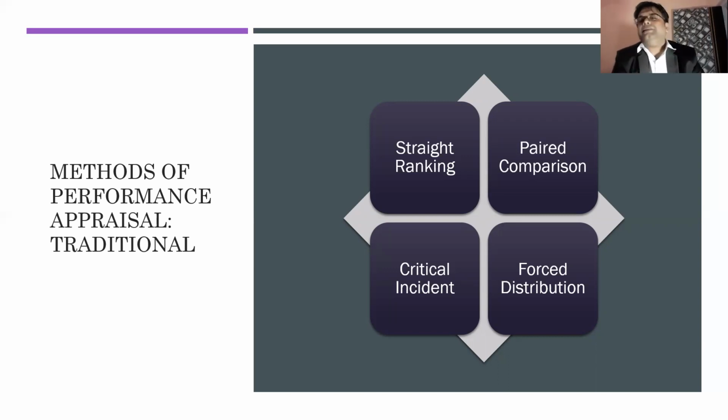Paired comparison means, as the term indicates, we are going to compare each and every employee. Say for example, again the same parameter, communication skill. As far as communication skill is concerned, between A and B, who is good? Then you say A. Now between A and C, who is good? Between A and D, who is good?